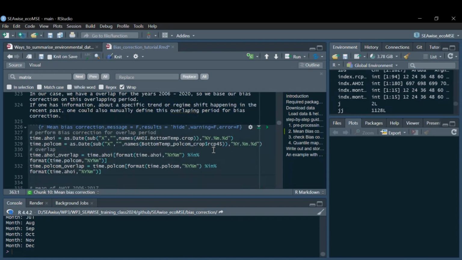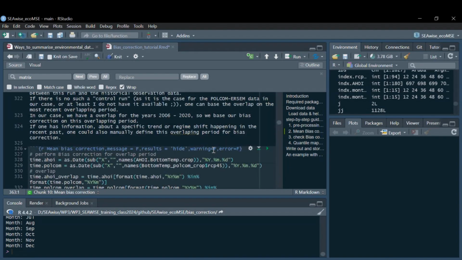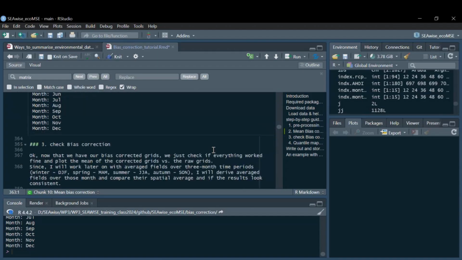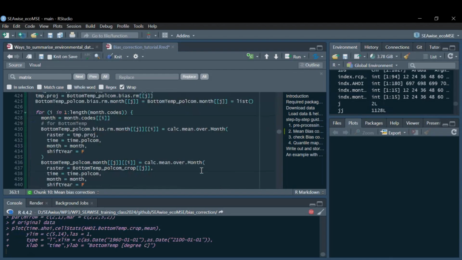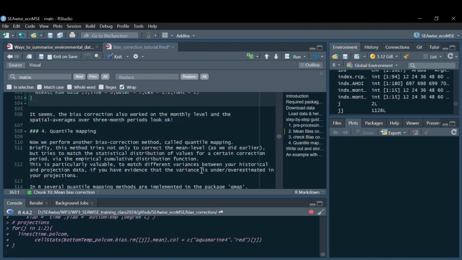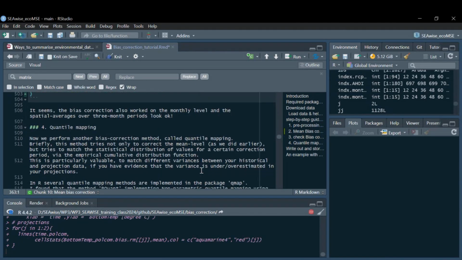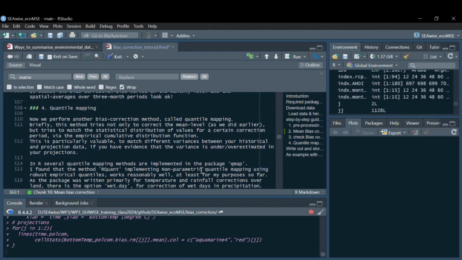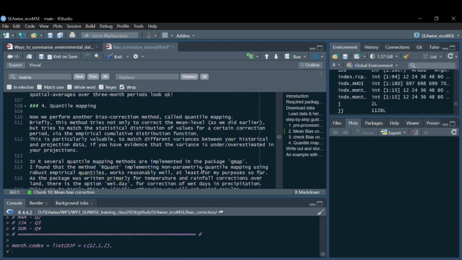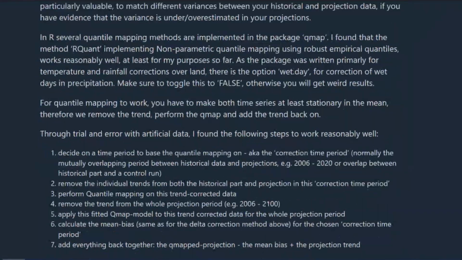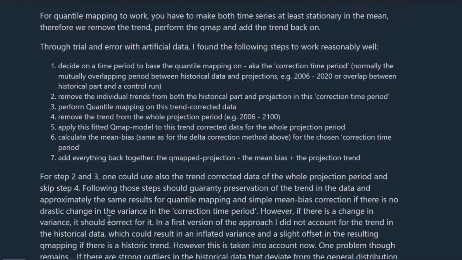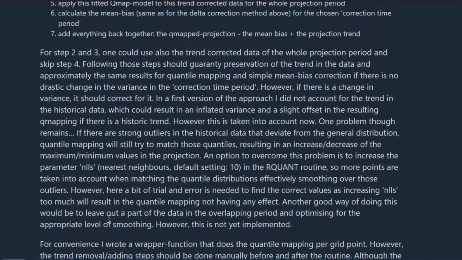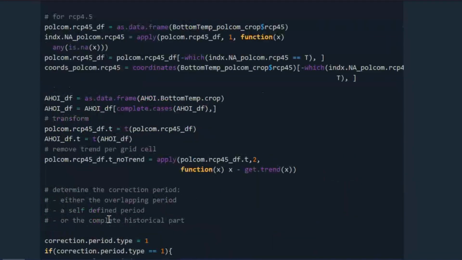So I just run the plotting again that we already looked at. And now we go to the quantile mapping procedure, which is a bit more complicated. And so I explained this procedure a bit here, also the different steps that I apply. And here we do our quantile mapping.